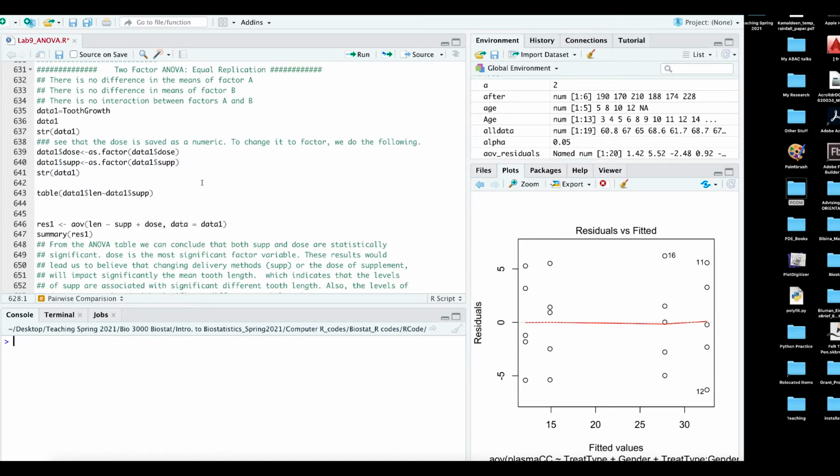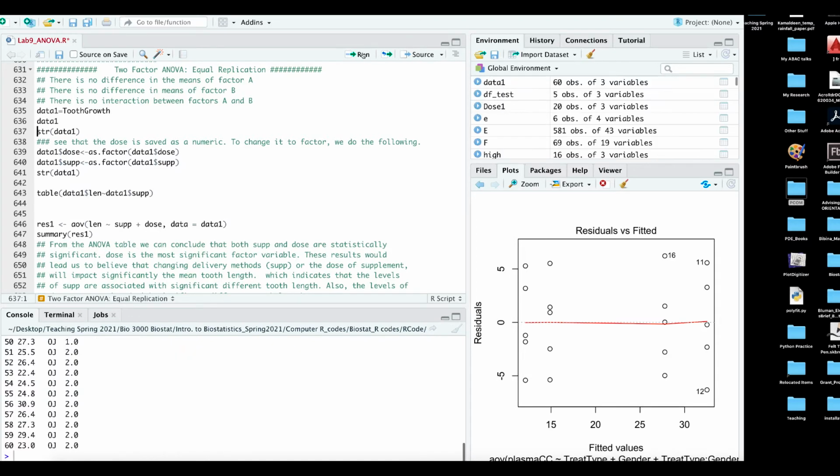So I'm using just R directly. You see that? There is no difference of the mean of factor A, there is no difference of the mean of factor B, and there is no interaction between factor A and B. The data is the tooth growth data. It has three columns, right? Length is a number, supplement is a factor, and dose is a number. We need the dose to be a factor too, because there are three levels there: 0.5, 1, and 2, right?